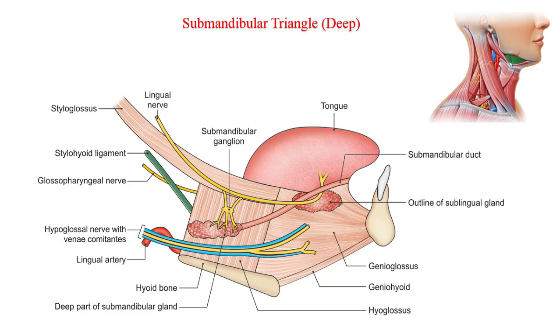In the deep layer of the submandibular triangle, the geniohyoid muscle that is seen in the midline of the floor of the oral cavity, and the hyoglossus muscle, which is one of the tongue muscles, are seen. And the lingual artery and vein can also be found in the deep layer of the submandibular triangle.